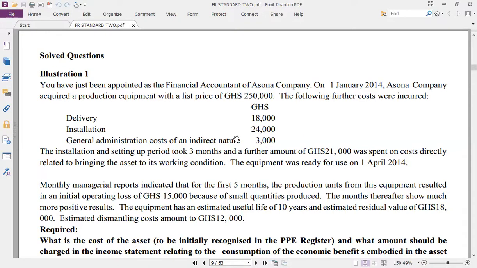Now they say we should find the cost. So what is the initial cost? Here you have just been appointed as the financial accountant of Asuna Company. On January 1st, 2014, Asuna Company acquired a production equipment with a list price of 250,000. The list price is the same as the purchase price, quoted price, and base price. So let's look at the cost of the machine. It was production equipment, so cost of equipment.